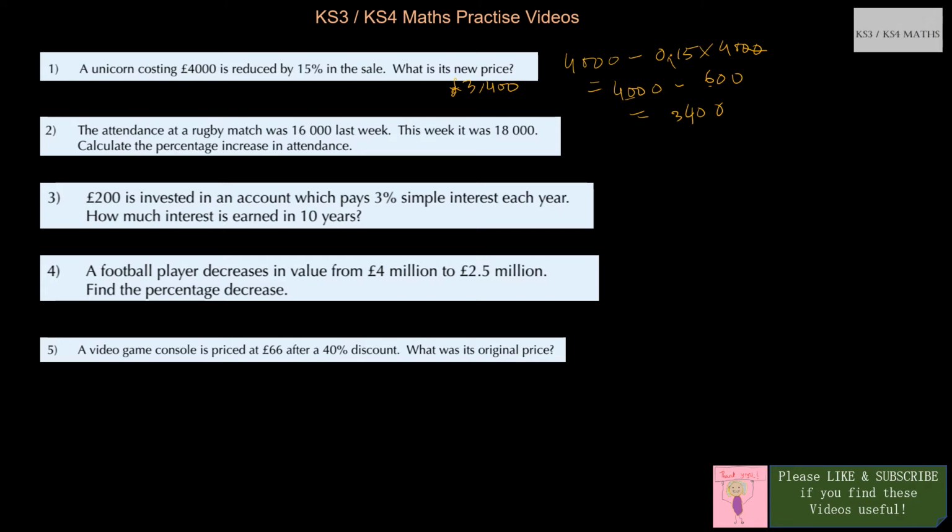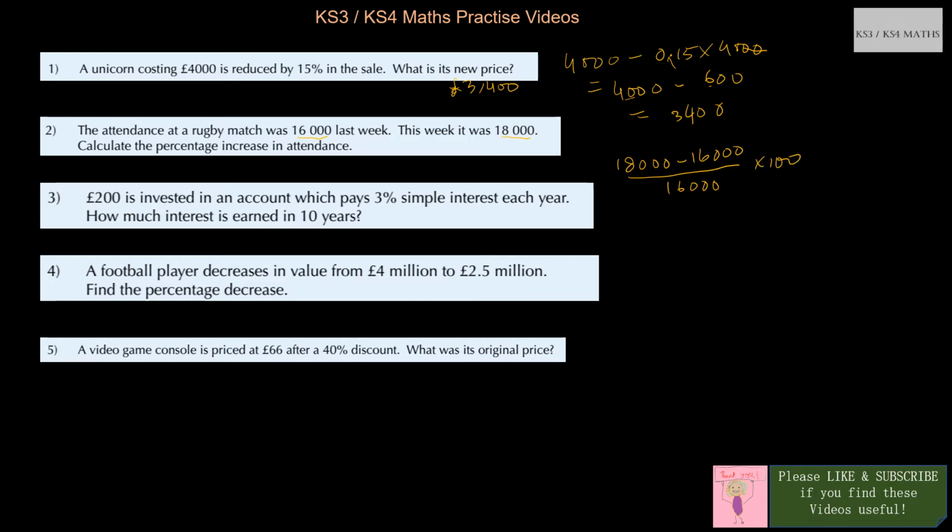The next question is: the attendance at a rugby match was 16,000 last week. This week it was 18,000. Calculate the percentage increase in the attendance. So I will work it out by doing 18,000 minus 16,000, divided by 16,000, multiplied by 100 to work out the percentage.